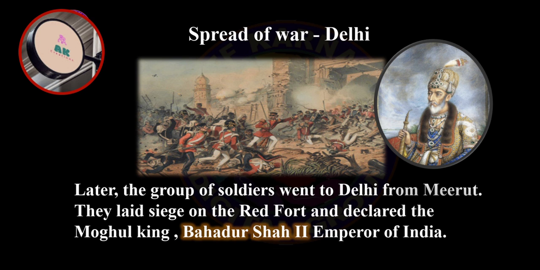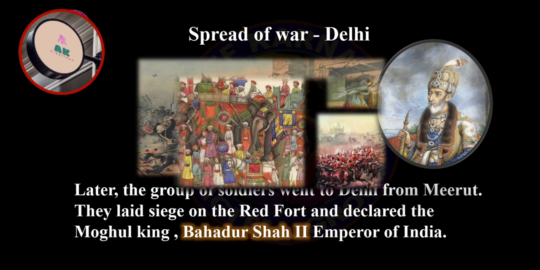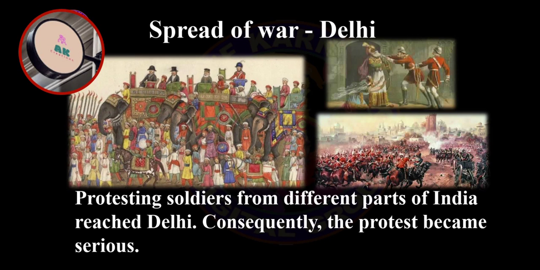Okay, so later the group of soldiers went to Delhi from Meerut, and in the Red Fort they declared Mughal King Bahadur Shah II Emperor of India. Okay, and in Delhi also they did, and soldiers from different parts of India reached Delhi.